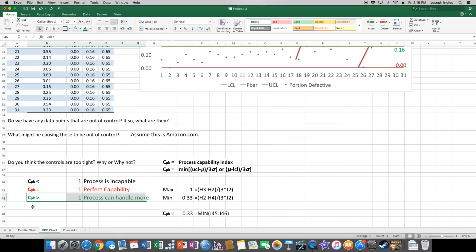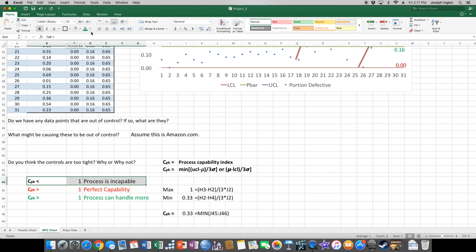You don't want to run your process at 100% capacity. You want to have excess capacity. You want to have more utilization. What you never really want to have, if you can help it, is a CPK that's less than 1. There are rare occasions when you have to do it. That's understandable, but this is not something that you're interested in doing long term. If that happens to your organization, then you seriously need to consider changing or increasing your capability.